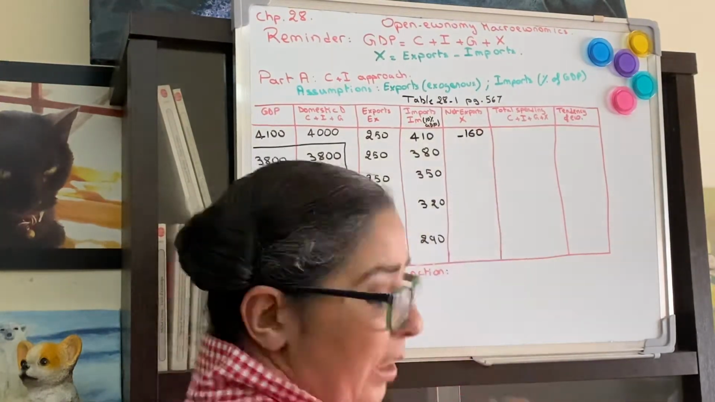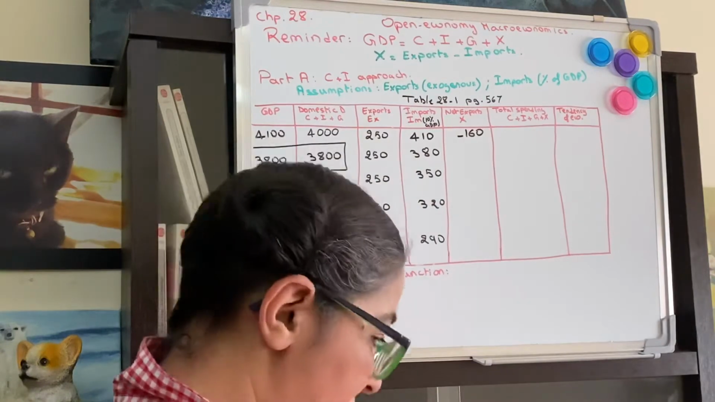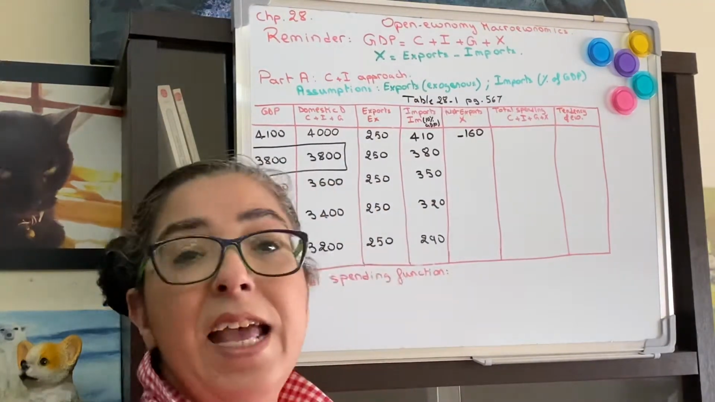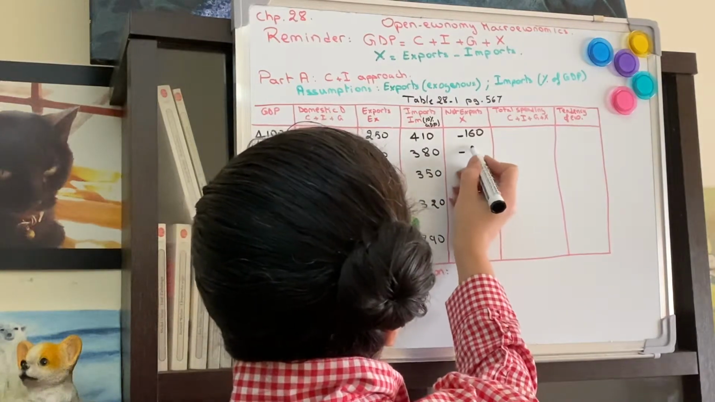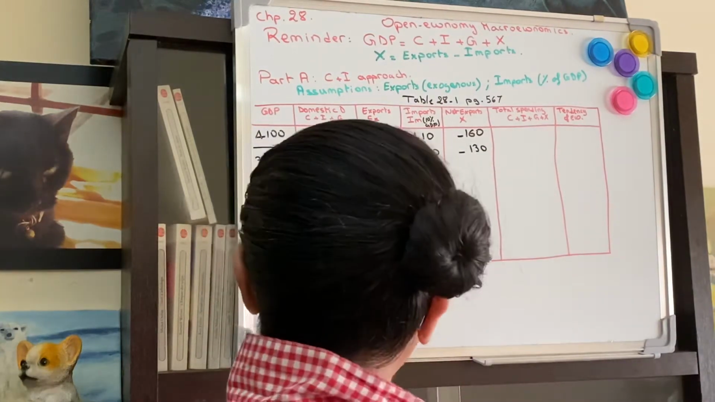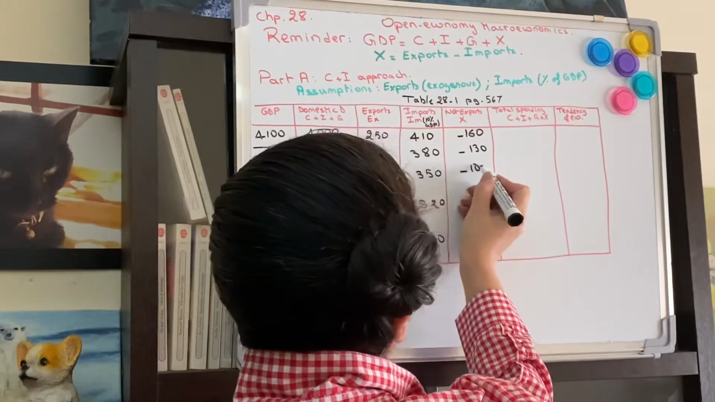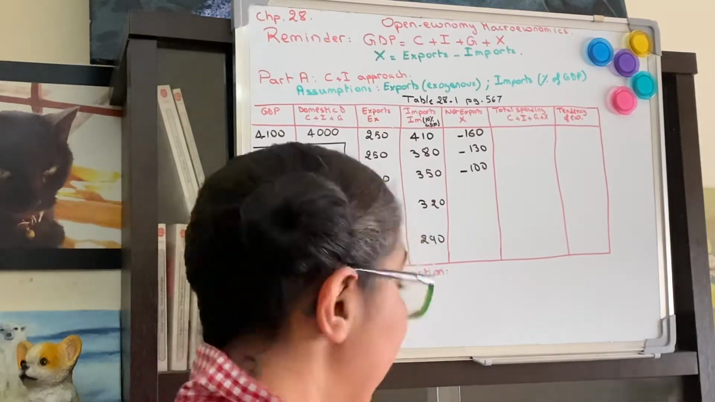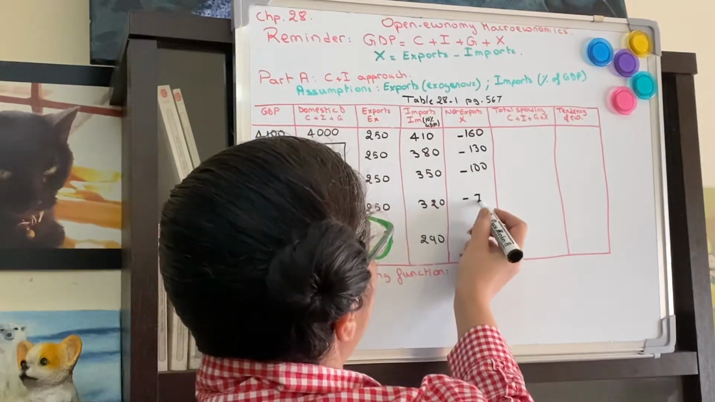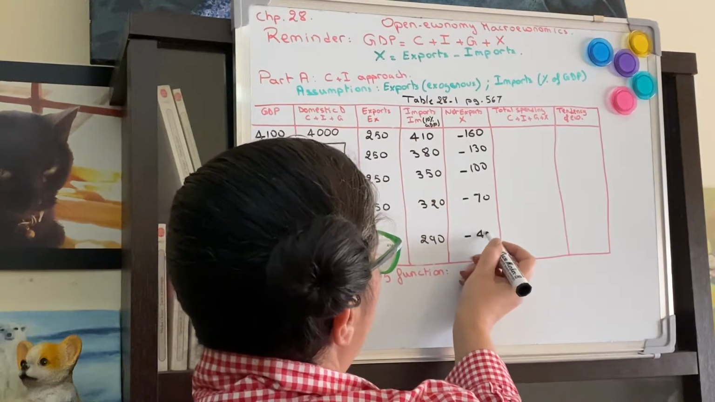The results are in the book, so I'm just going to copy them. Okay, so I have negative 160, negative 130. So it's all negative. Here, negative 100, negative 70, and then negative 40.